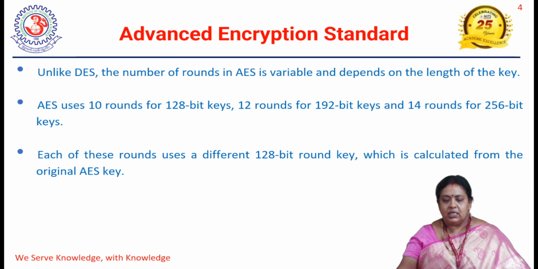For each round we use a sub key that we call a round key, and that round key is 128 bit. Even though we use a 128 bit, 192 bit or 256 bit key, for each round we generate one unique 128-bit round key, which is calculated from the original AES key. The original AES key may be 128, 192 or 256 bit, but we generate a unique key for each round, and the key size is 128 bit. These are the basics of the AES algorithm.